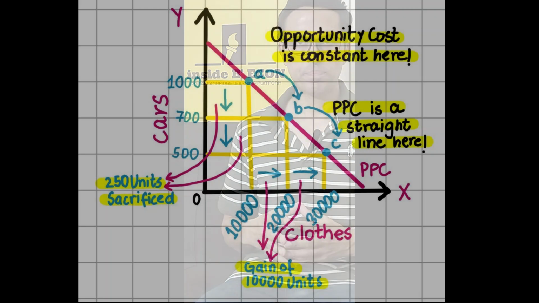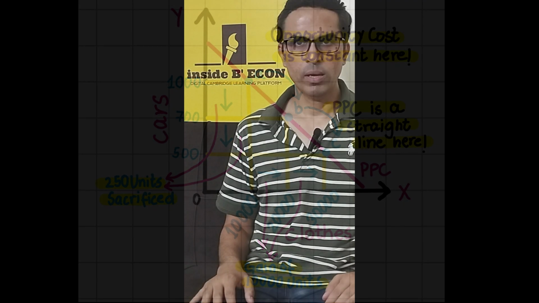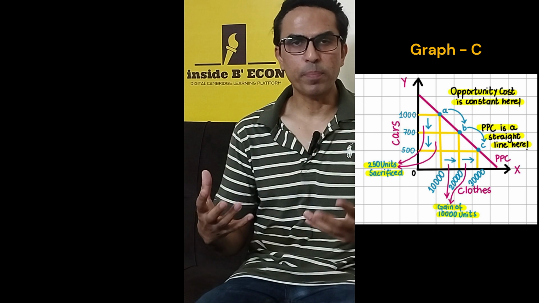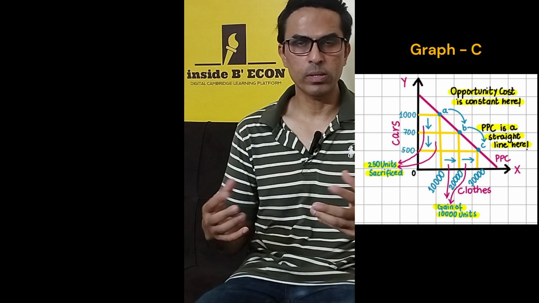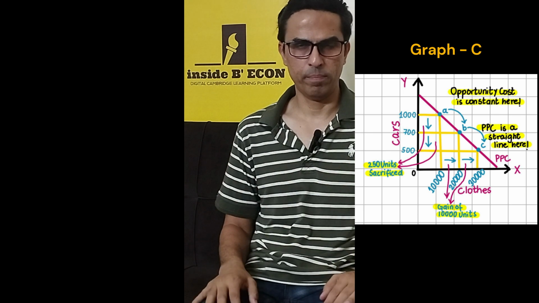Now let's look at other shapes of PPC. Let's say that PPC is a straight line. Now have a look at the diagram where PPC is a straight line. Why PPC cannot be a straight line? Again, because the law of increasing opportunity cost does not operate here.